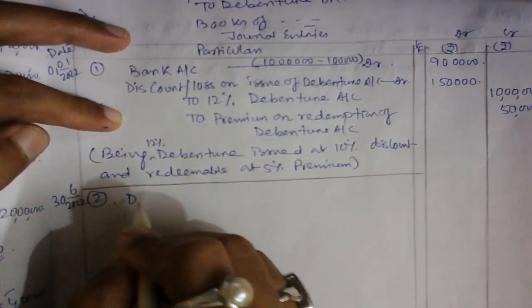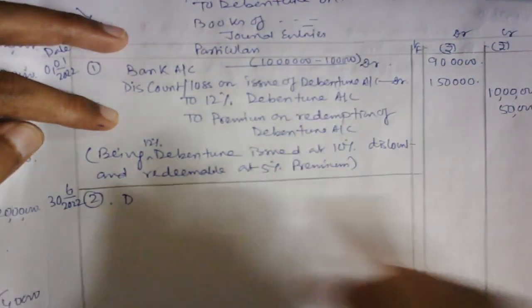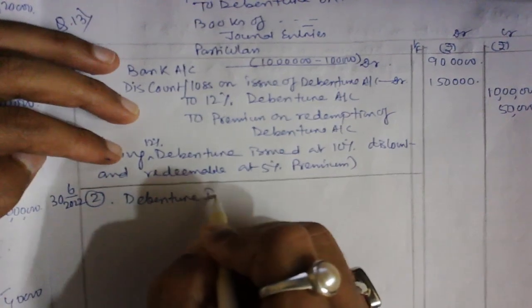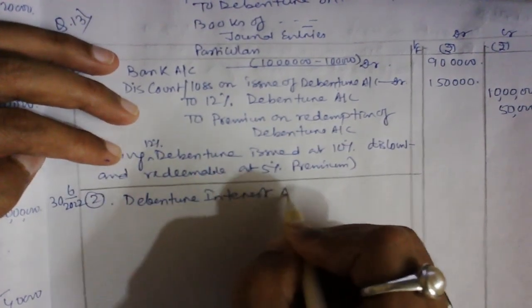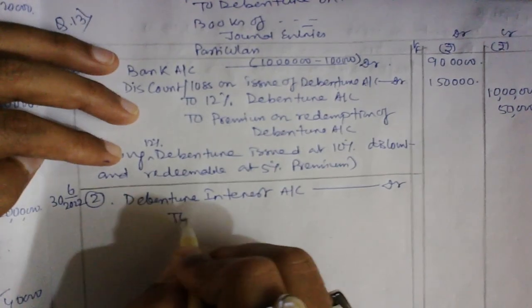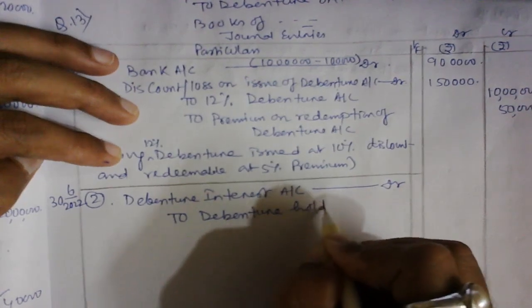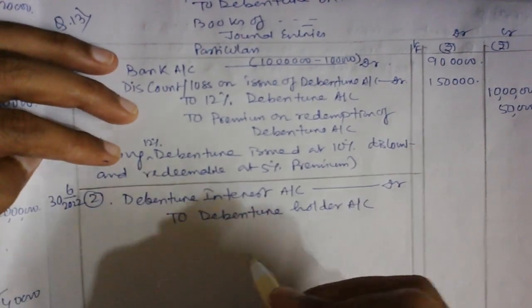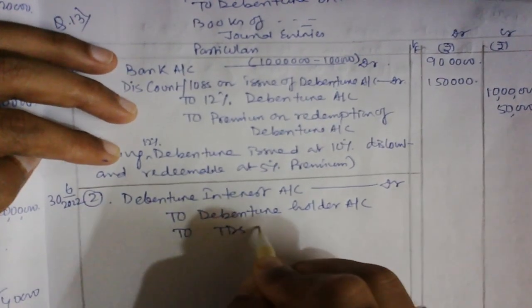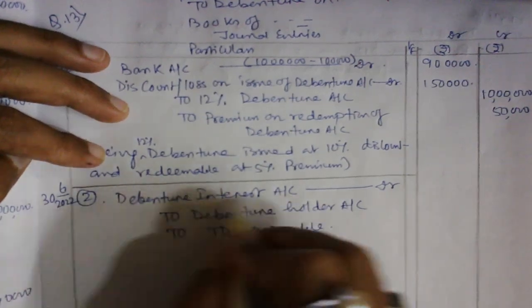So debenture interest will be paid. So debenture interest account debit, you can write please. Here will be the debenture interest you need to pay. Because it's a half yearly interest we are paying, so in a year 2 times we will have to pay. So debenture interest account debit to debenture holder account. And at the time of due entry, we can also make the liability entry for the TDS payable.